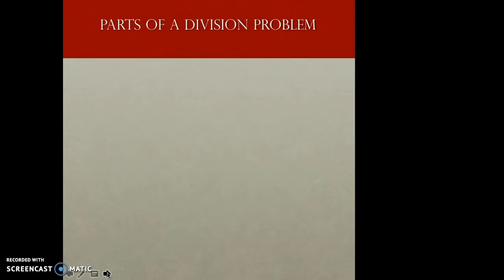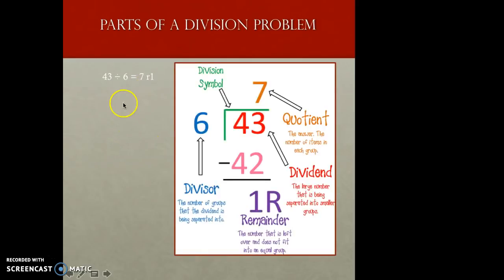All right, first of all, I want to make sure you understand the parts of a division problem. So look at this one, 43 divided by 6. This happens to equal 7, and we have a remainder of 1. Now, a lot of times you'll see this problem written like this, where you have 43 inside the bar, the division symbol. Okay, that is called your dividend. So that's usually the larger number being separated into smaller groups.